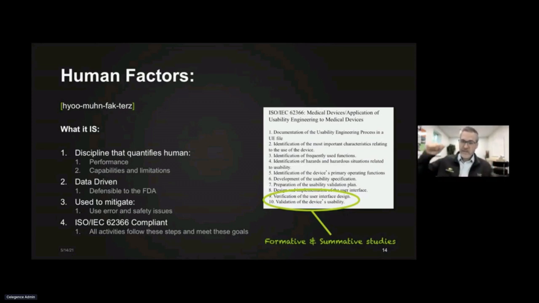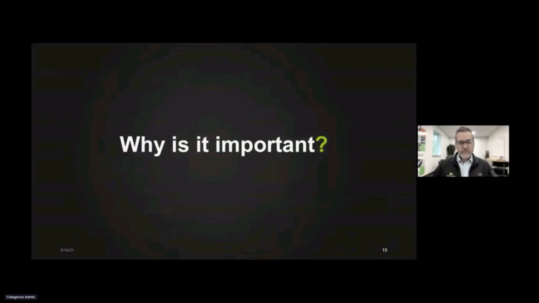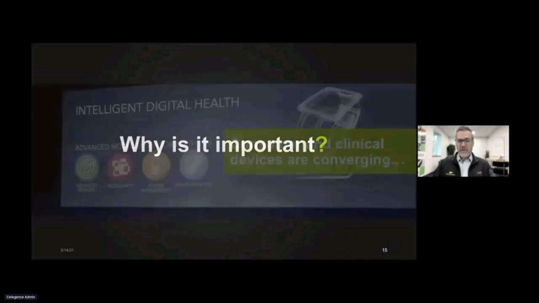So it's not something that you slap on at the end that you try to do after you've made something and you try to write a report that says, by the way, this meets human factors requirements. You can do that and it might work and you might get lucky because you might have developed something well, but that's not the way you're supposed to do it. So why is all this important? Well, there's a number of reasons.